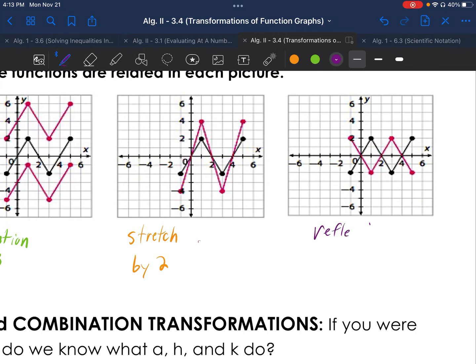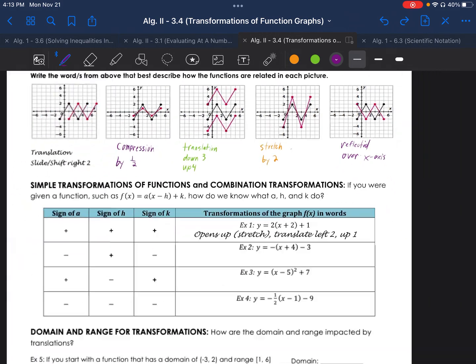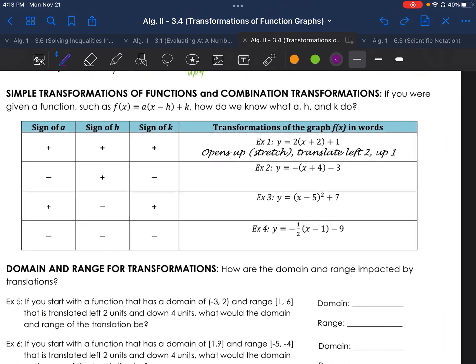And then last but not least, this one was reflected. And specifically, it was over the x-axis. Means if you take a look at this x-axis, it directly flips. What's down here was up there. What's up here was down here. And it just keeps going every step of the way.